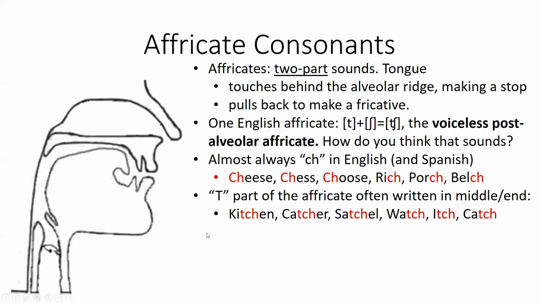And English spelling does recognize that the T is part of this sound, and we often write it, not at the beginning of words, except in very marginal, old-fashioned words borrowed from French, like the old spelling of the country Chad was TCHAD. We eventually dropped the T to be more like English. But at the end of words and in the middle of words, we do see a lot of TCH. And so that T is represented in the spelling. So the sound in the middle of kitchen and satchel, and at the end of catch is the same as at the end of belch or the beginning of cheese.